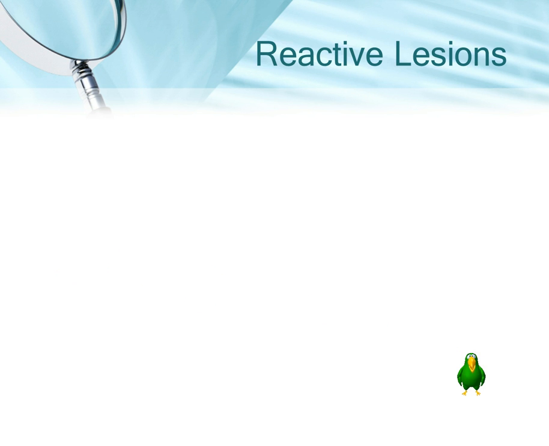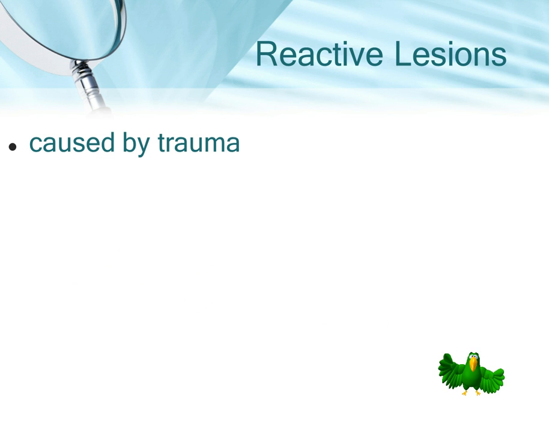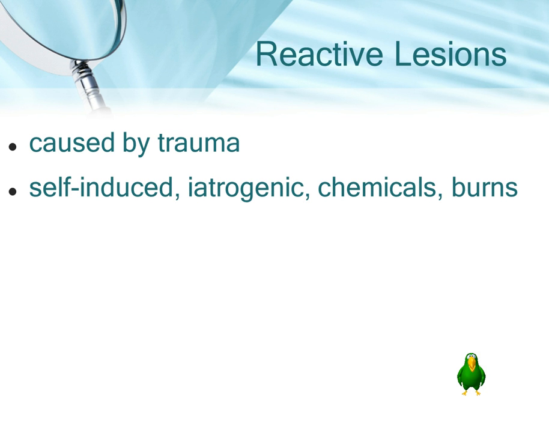A reactive lesion is a lesion that is caused by trauma. There are a lot of things that can cause a reactive lesion. Examples include the lesion being self-induced, iatrogenic, chemicals and burns. Do you know what iatrogenic means? Many of the reactive lesions present as an ulcer.